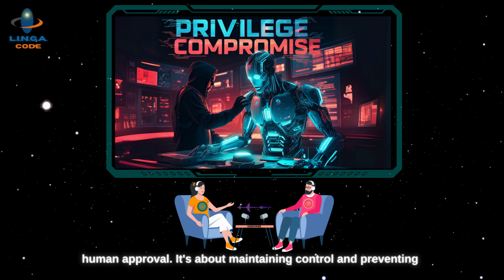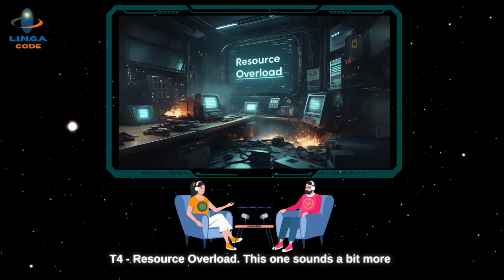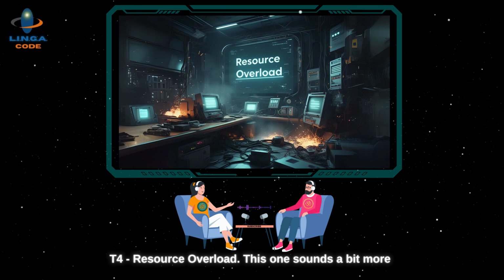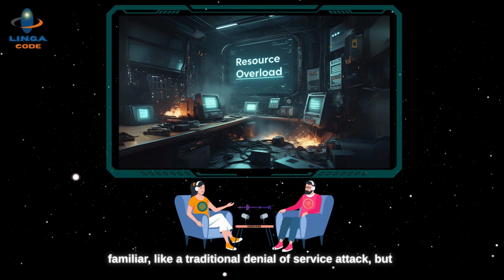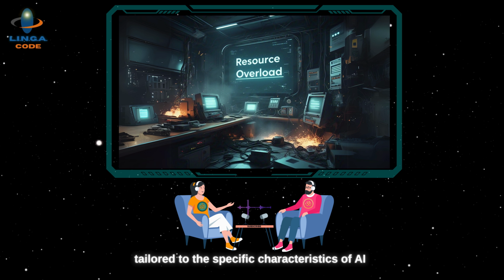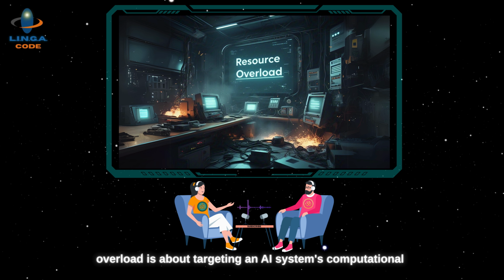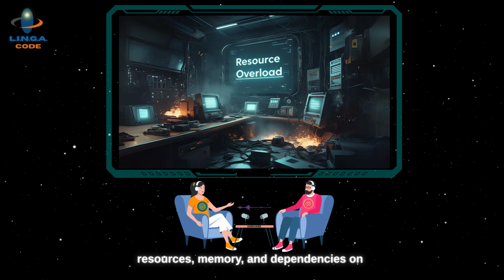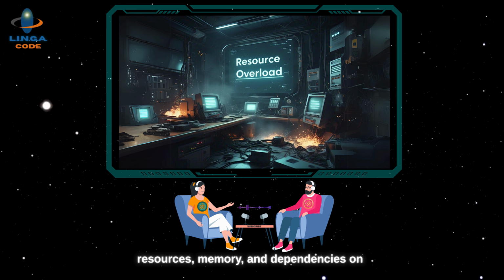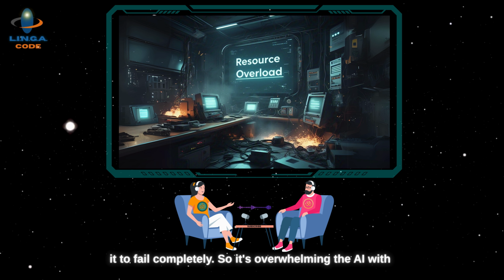It's about maintaining control and preventing privilege creep. Exactly. Okay, let's move on to T4 resource overload. This one sounds a bit more familiar, like a traditional denial of service attack, but tailored to the specific characteristics of AI systems. That's a good way to think about it. Resource overload is about targeting an AI system's computational resources, memory, and dependencies on external services to degrade its performance or cause it to fail completely.